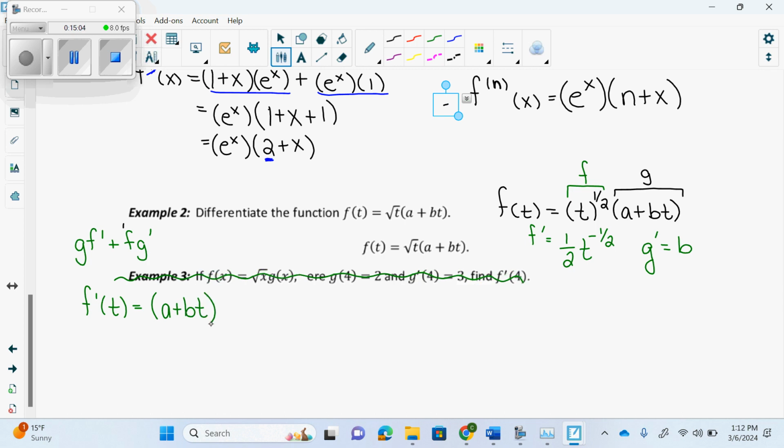F prime. What is F prime? 1/2 t to the negative 1/2. Plus F. What is F? T to the half. What's G prime? B. Once you have that written down, put down your pencils.